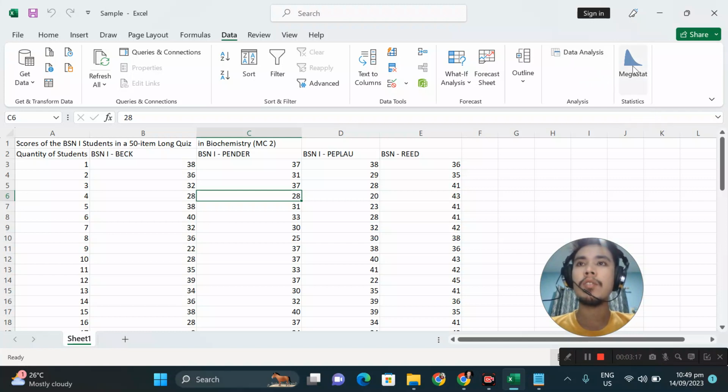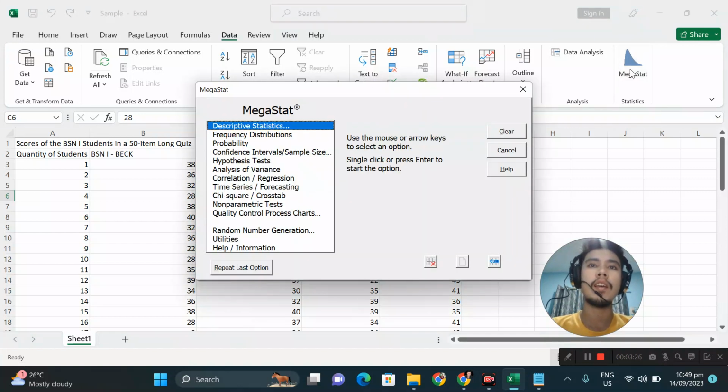Okay, so now let us toggle our cursor to the MegaStat add-in, and of course we have to click it, just a single click, and there we have it. We can see the features that MegaStat could offer. So these are the features of the MegaStat.